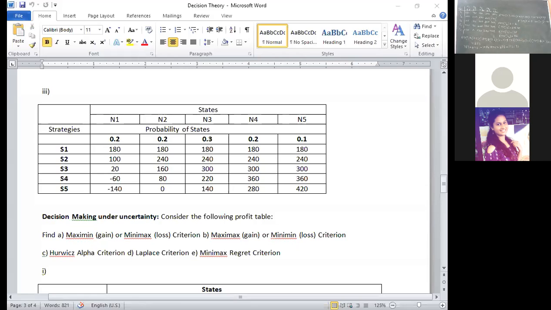Why are we calculating VPI? For determining the maximum amount that should be spent for acquiring the information. To acquire the information, how many rupees you can spend on it. Actually, it is used in marketing research. Clear?